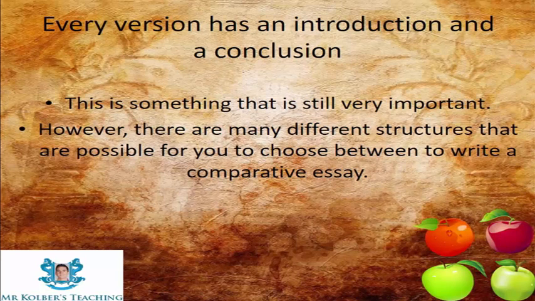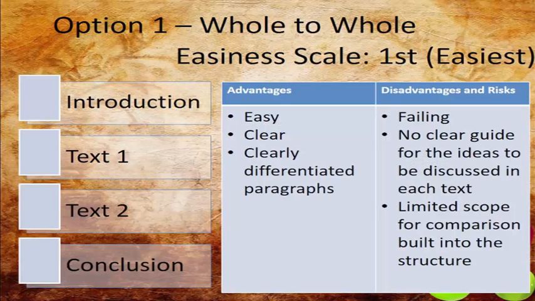So there's 7 options, and I've ranked them in order from easiest to hardest. So option 1 is whole to whole, and it's the easiest of all. You simply have 4 paragraphs, an intro, text 1, text 2, and a conclusion. The advantages are it's easy, clear, has clearly differentiated paragraphs, but the big disadvantage is that you may fail, and there's no clear guide for the ideas to be discussed in each text. There's also limited scope for comparison built into the structure, so you're going to have to find a way that you're going to smush comparison into what is just a simple 2-paragraph essay.